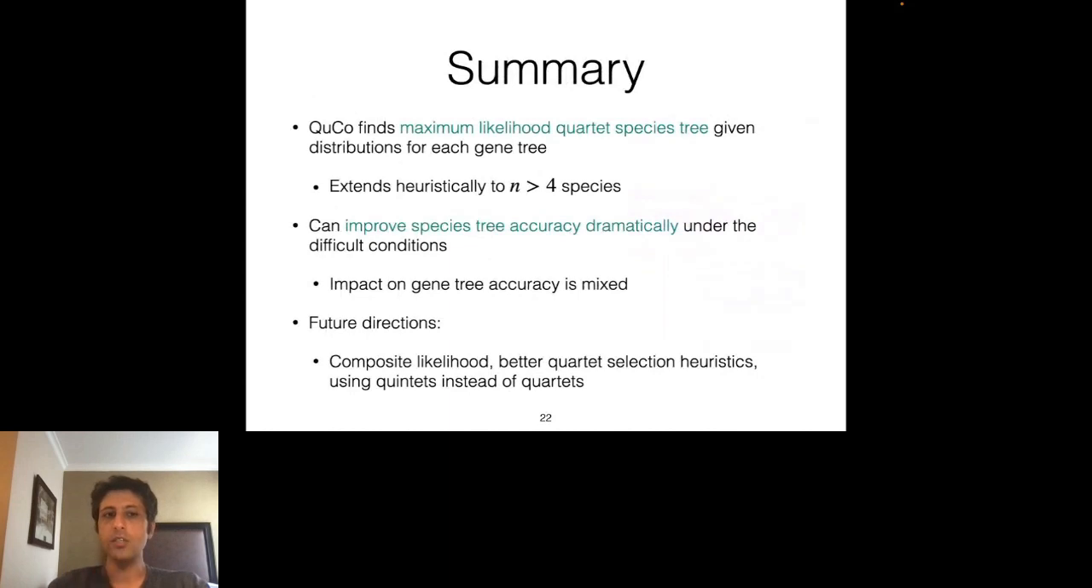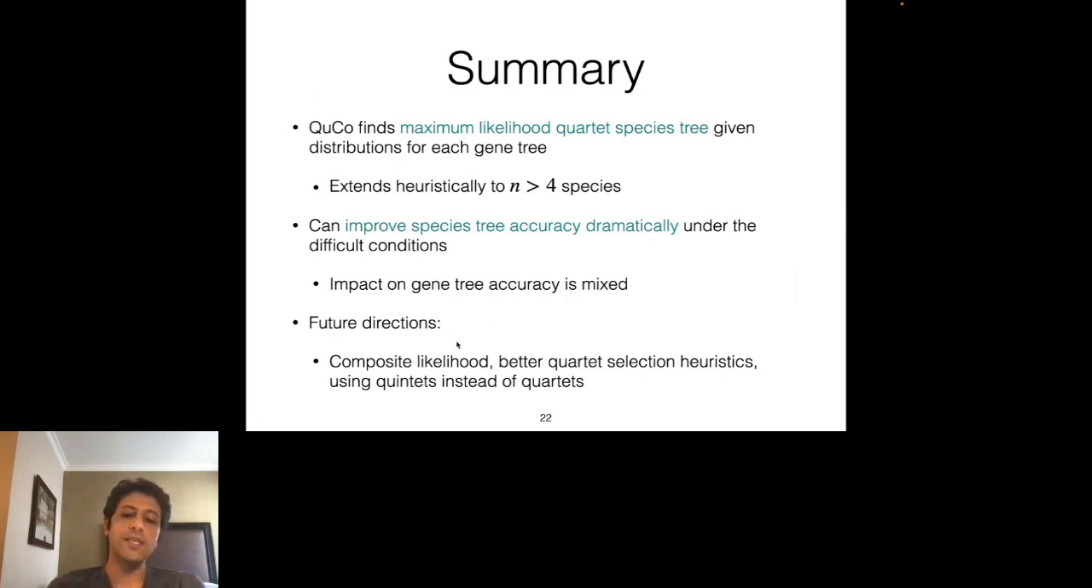So to summarize, QuCo finds a maximum likelihood quartet species tree for each quartet, and then for more than 4 species, you have to heuristically run it on a bunch of the quartets and then combine them. It can improve the species tree dramatically in simulations under some difficult conditions, but not always. The impact on gene tree accuracy is mixed. Sometimes it improves it, sometimes it doesn't.